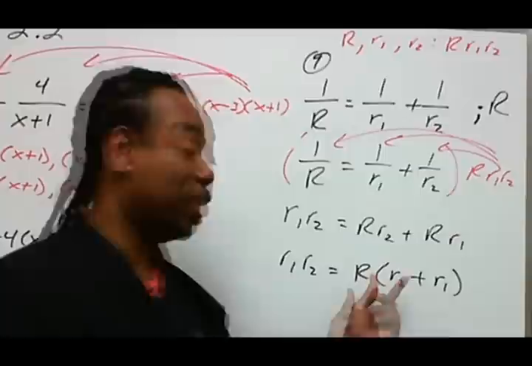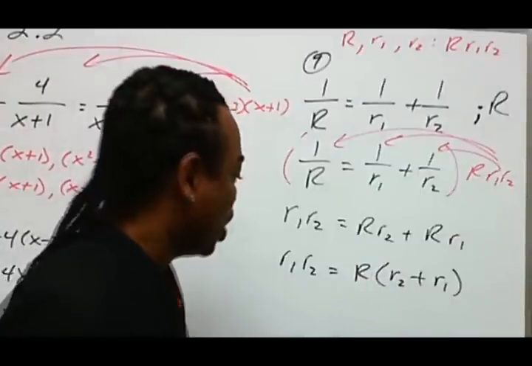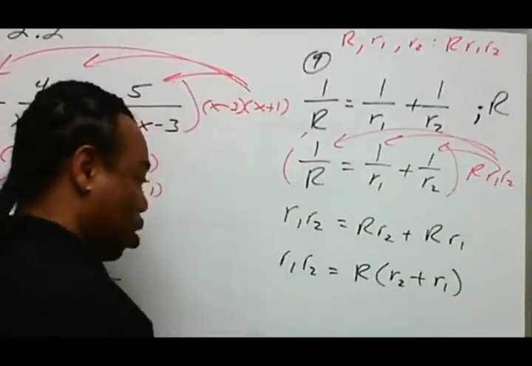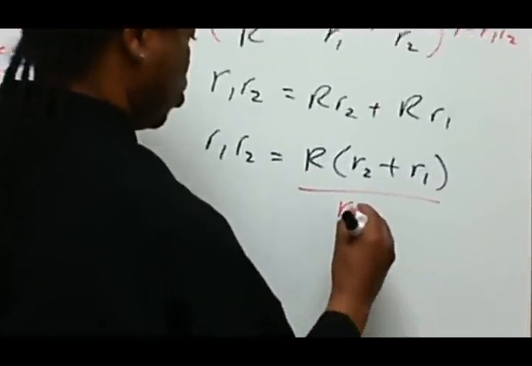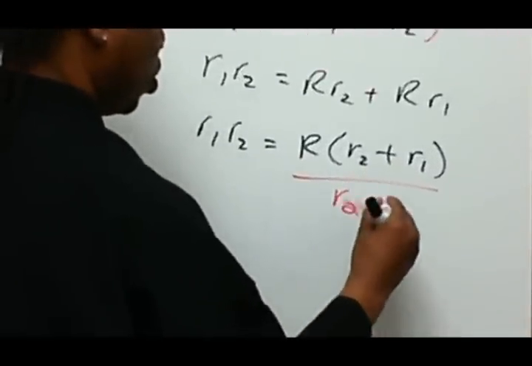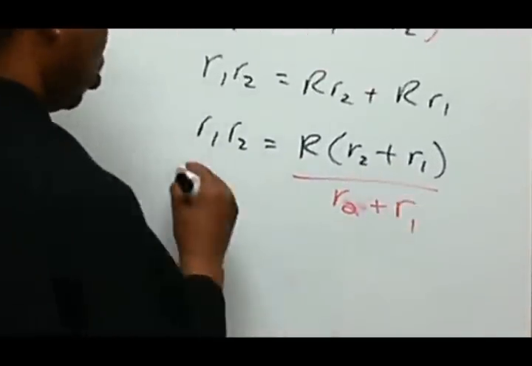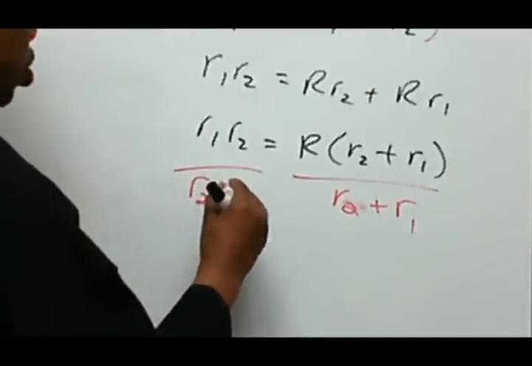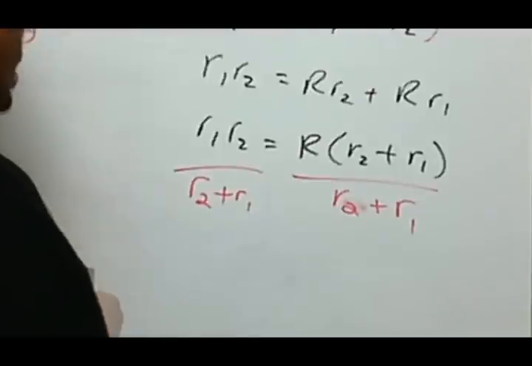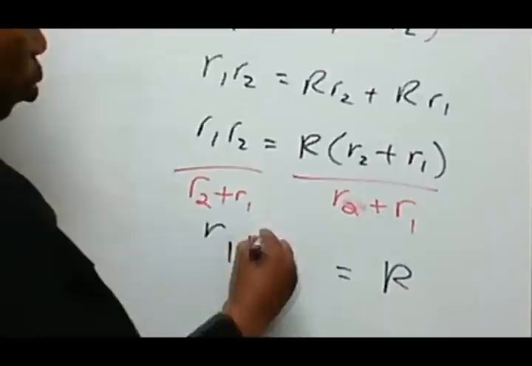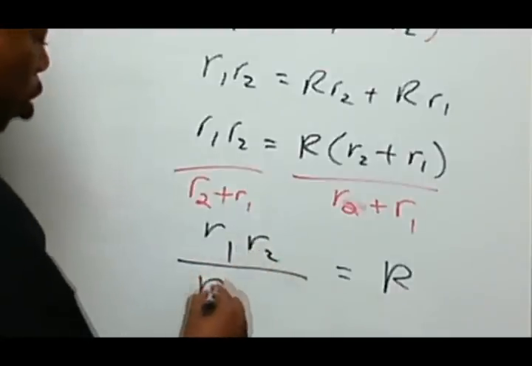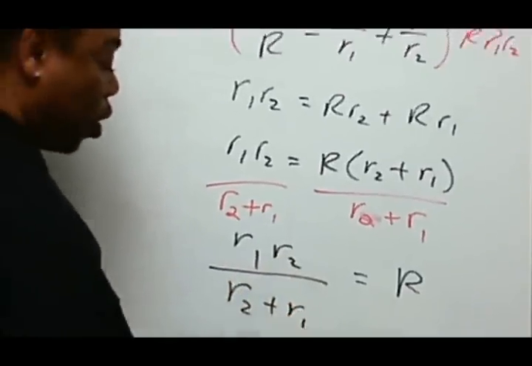Now factor this out as the greatest common factor. Then I can divide everything by r2 plus r1. And as a result, we're going to have r equals r1, r2 all over r2 plus r1.